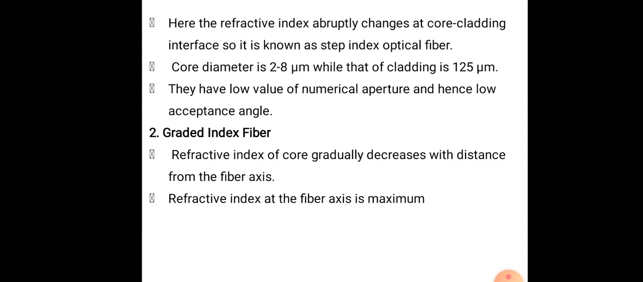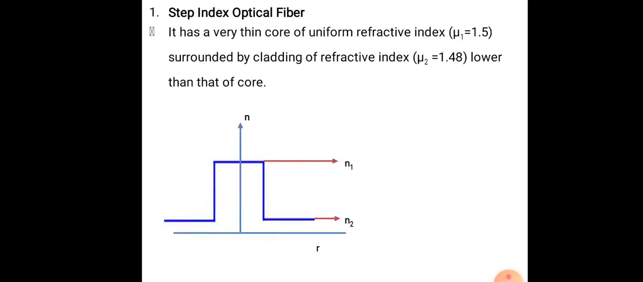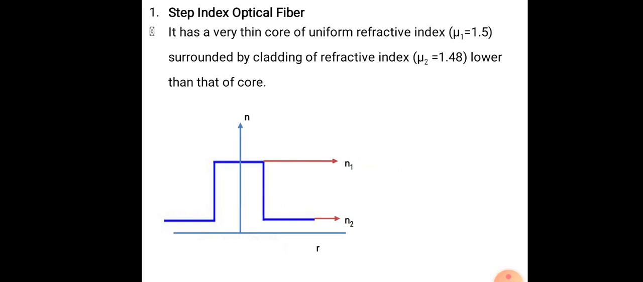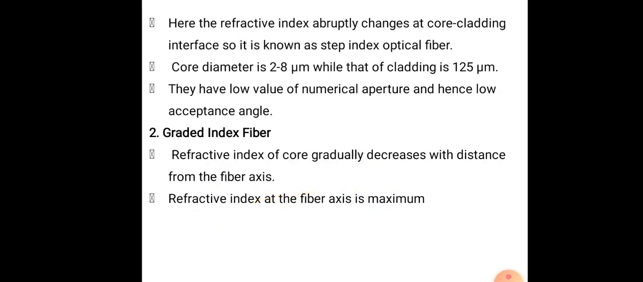The core diameter here is around 2 to 8 micron, and the cladding diameter is around 125 micron. This step index optical fiber has a low value of numerical aperture, that is NA, and hence a low acceptance angle.